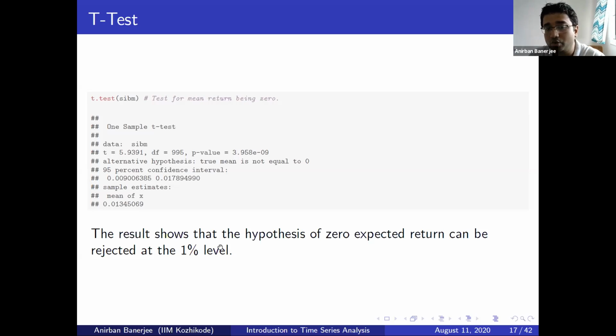So the result shows that the hypothesis of 0 expected return can be rejected at 1% level. Why 1%? Because the p-value is very low. You can also say it is true at 0.1% statistical significance level or even higher. But here 0 expected return is not the case. Thus definitely this value is not 0. My expected return is not 0.